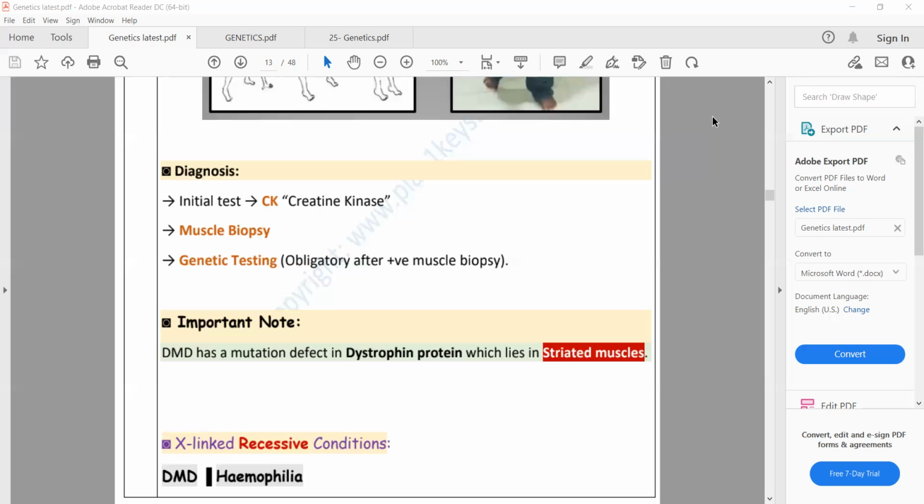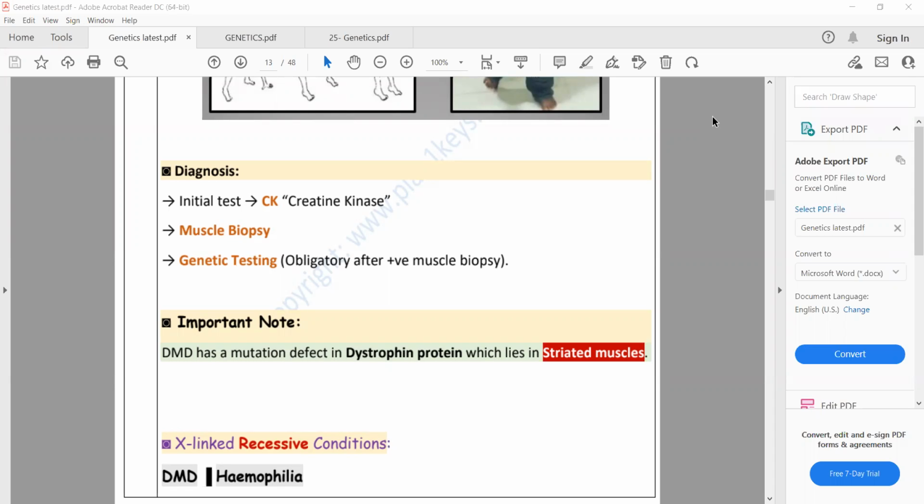Remember that Becker's muscular dystrophy is also similar to Duchenne muscular dystrophy, but you can say that Becker's muscular dystrophy is a less severe form of DMD, because in Duchenne muscular dystrophy this dystrophin protein is absent, while in Becker's muscular dystrophy, the protein is present, but there is a defect in that protein, which results in less severe symptoms.